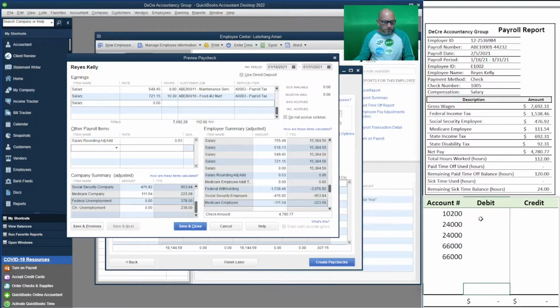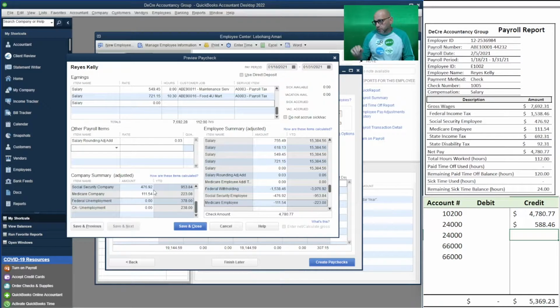Debits and credits behind it, right? What's happening? The bank account will be impacted by this amount, 4,718.77, right? That's our net pay. All right. What else is happening? Our liabilities will go up, right? So we know that 476.92 plus 111.54, that's this portion, because now we owe that money.